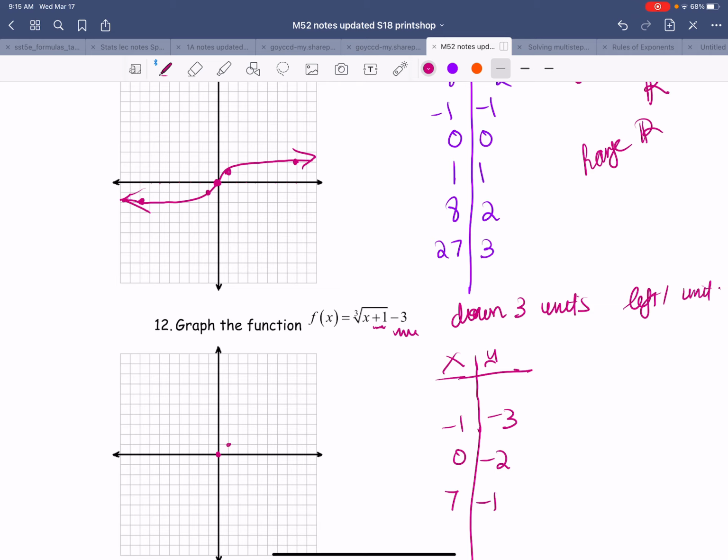Or you can pick each point on our basic graph, because on my basic graph, these were my points. I had 2 and 8, and so on. So we can pick each point and move it 3 units down, 1 unit left. So 3 down, 1, 2, 3, 1 left.